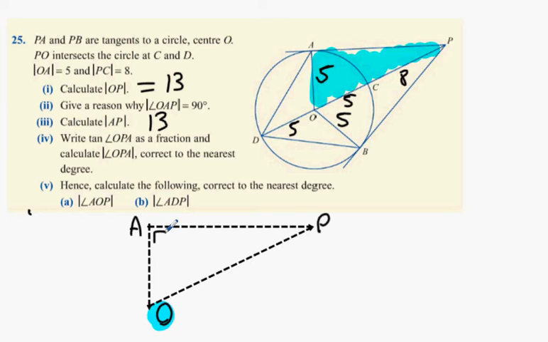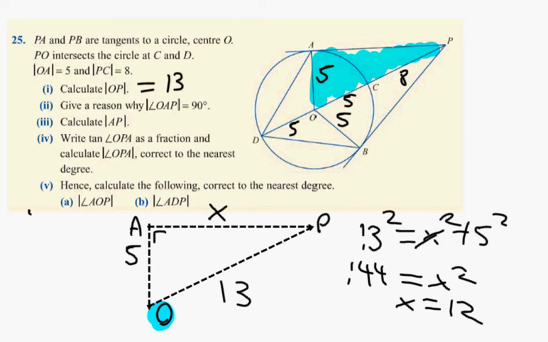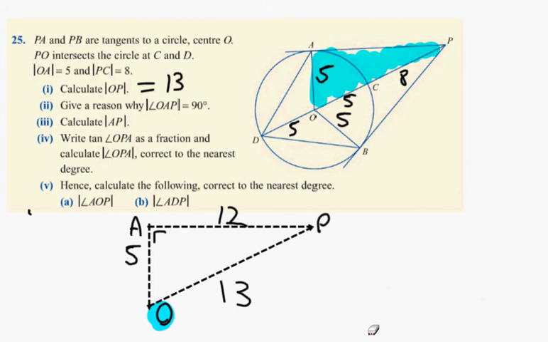What else is there then? That's 5. That's 13. And now we want to figure out what? Pythagoras. Oh, sorry, we had to figure out what AP is. I haven't figured out AP yet. My fault. I didn't actually figure out what AP was earlier. I actually used the answer for OP. So we can use Pythagoras' theorem here, can't we? 13 squared equals x squared plus 5 squared. You'll find out that 144 equals x squared. X equals 12.